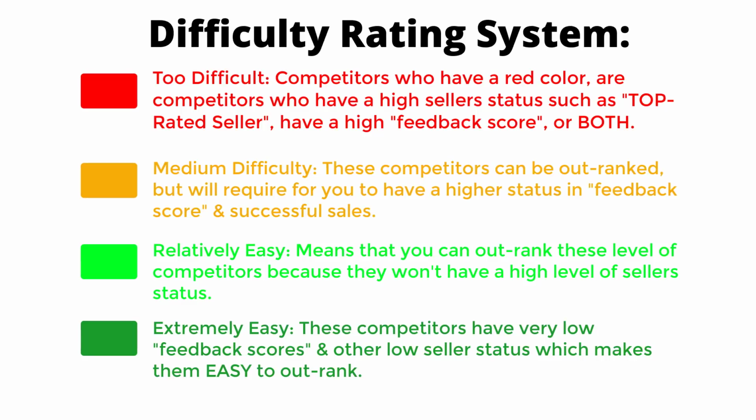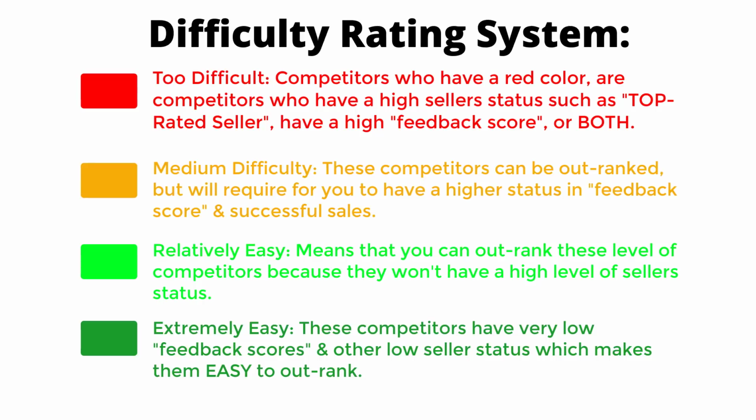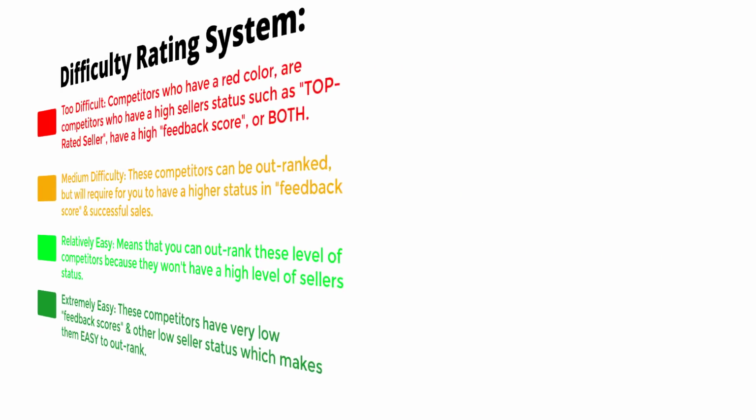And the easiest one of them all would be the green color, which represents that competitors' difficulty level is extremely easy to outrank. These competitors have very low feedback scores and other low seller status, which makes them very easy to beat to the first page of eBay search results. Okay, so that's pretty much what the difficulty rating system represents here as far as the colors go. And there's a couple more things I want to explain before I leave here.